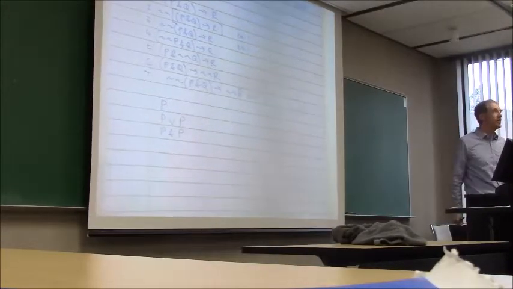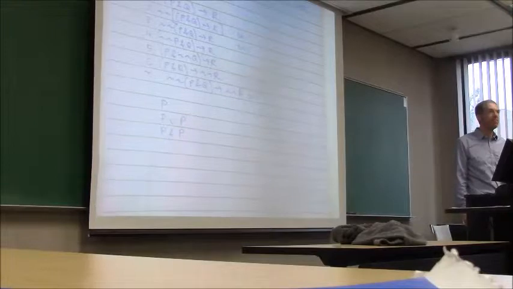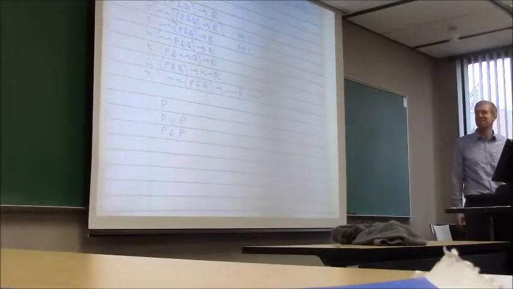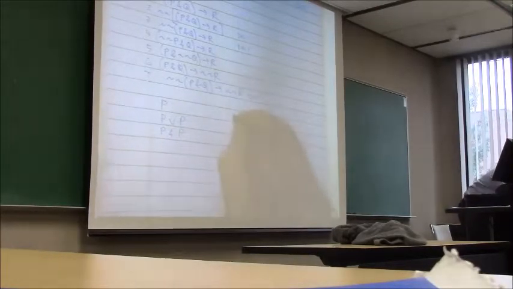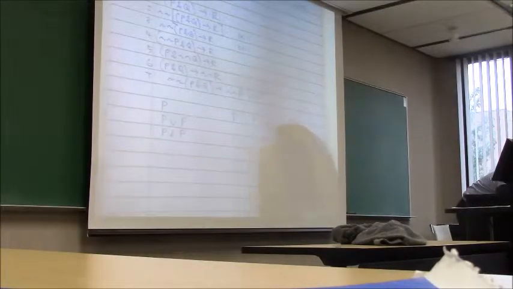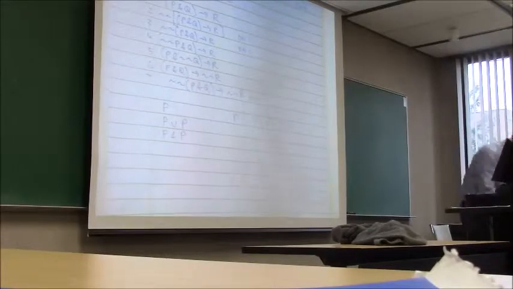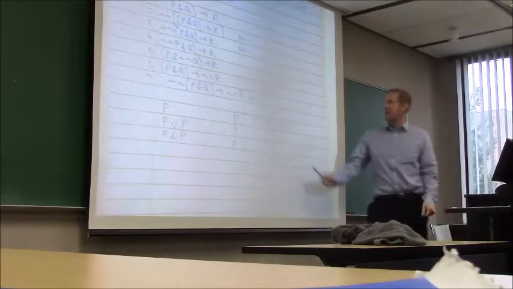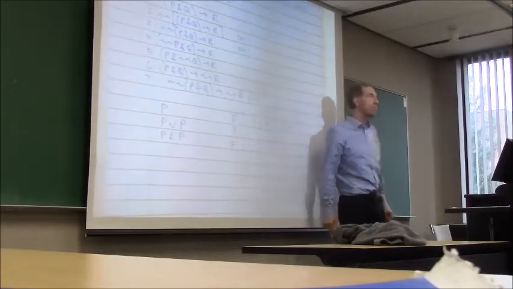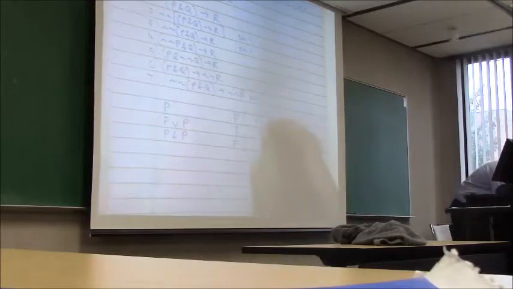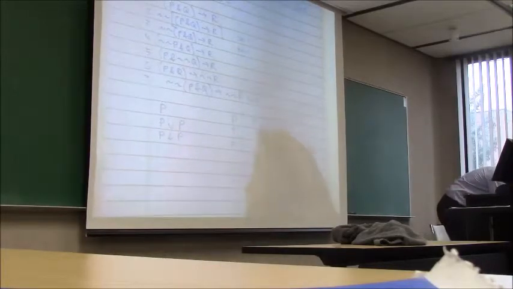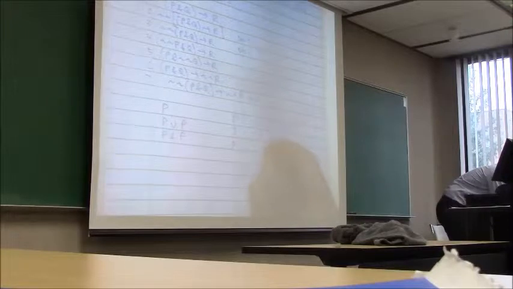How do we prove logical equivalence? What do we use? Everyone's coughing, sneezing. Truth tables, that's right. How many truth values is it possible for P to have? 2. True and false. When P is true, P or P will be true or true. What is true or true? True. When P is false, P or P will be false or false, which is false.